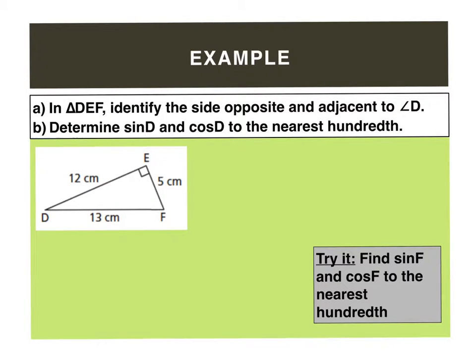Okay, so here, DEF, this triangle here, identify the side opposite and adjacent to D, angle D. So that's what they're asking us for. So if I'm looking at angle D, this is pretty easy. That angle there. Opposite and adjacent to that, 5 is opposite, 13 is hypotenuse, and 12 is adjacent then. Okay, I tricked you a little bit.